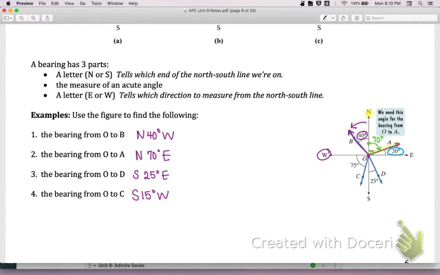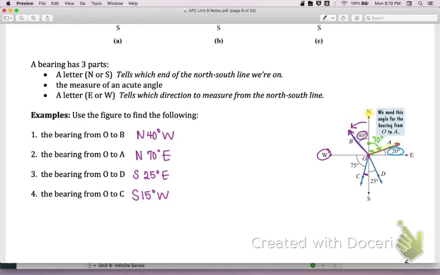Here's what you should get. Both of them this time were on the south side of the north-south line. And then again, for number 4, you have to use the complement of that angle, subtract it from 90, because it always has to be the angle between the north-south line and the ray that you are creating. Okay, so that's how we read a bearing.